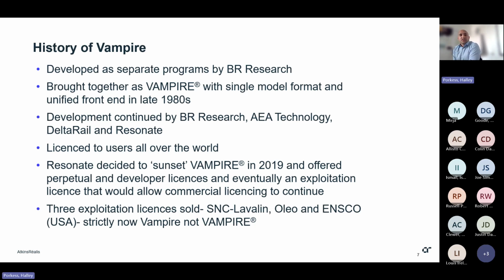In 2019, Resonate decided to sunset Vampire. Resonate's core business at that time wasn't really vehicle dynamics, so they decided to sunset Vampire, as they called it. They offered people perpetual licenses or developer licenses, and eventually an exploitation license to allow somebody else to continue with commercial licensing. They sold 3 of these exploitation licenses, one to SNC-Lavalin, one to Olio, and one to Ensco.